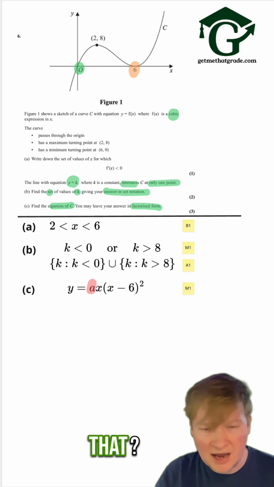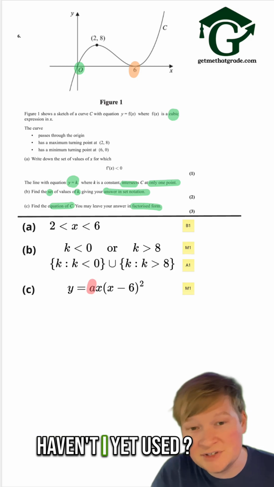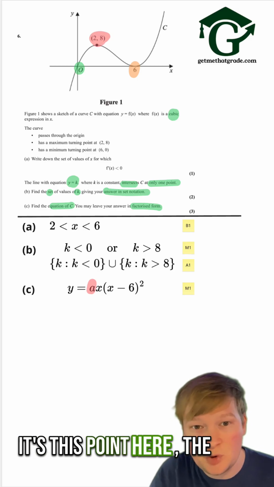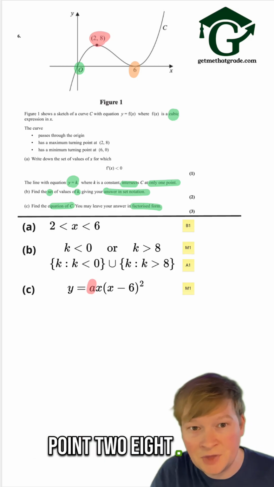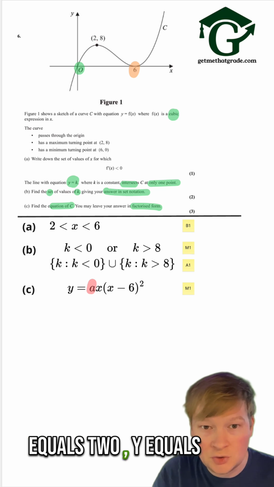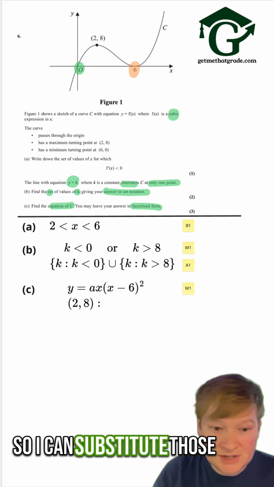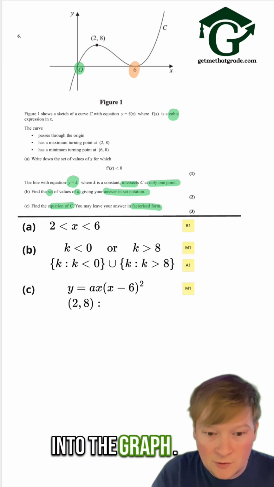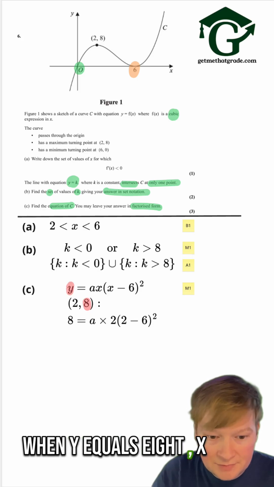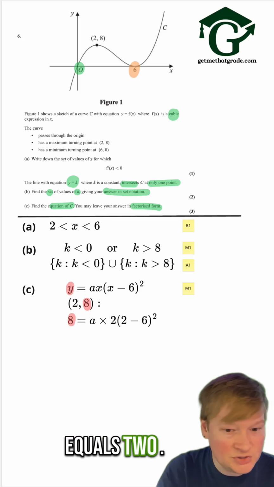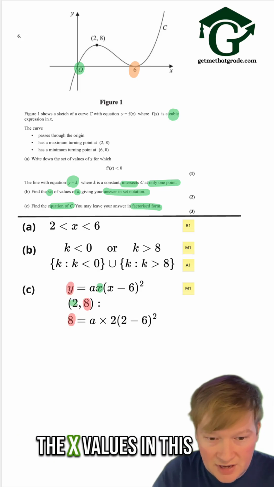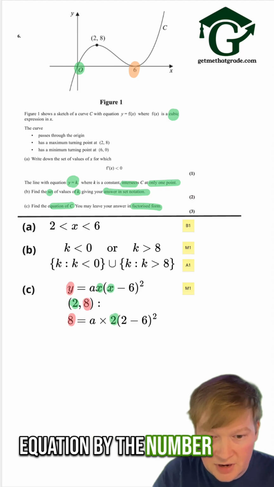How can I do that? Well, what information haven't I yet used? It's this point here, the point (2, 8). I know that when x equals 2, y equals 8. So I can substitute those into the graph. When y equals 8, x equals 2. So I can replace each of the x values in this equation by the number 2.